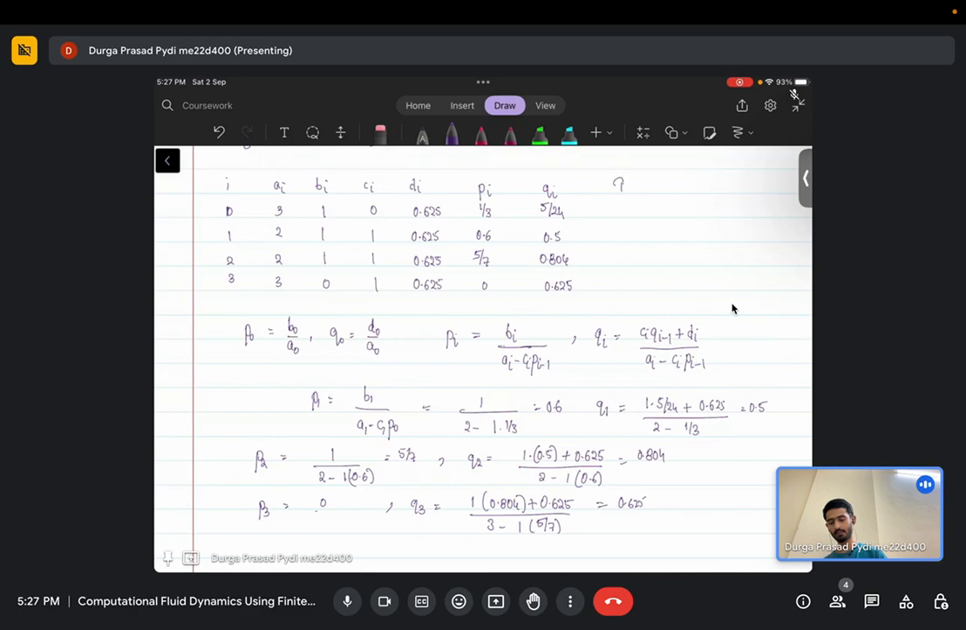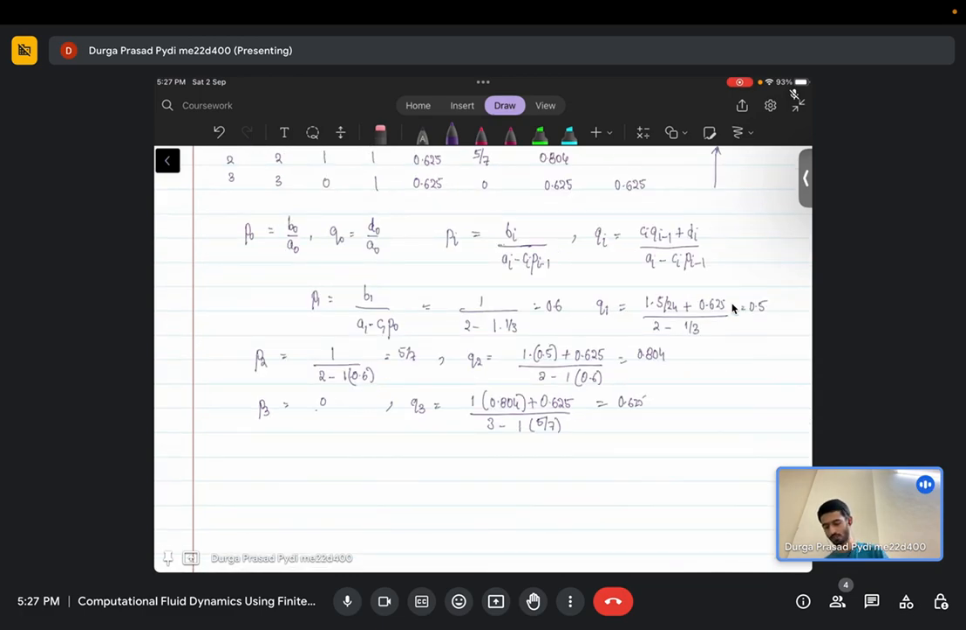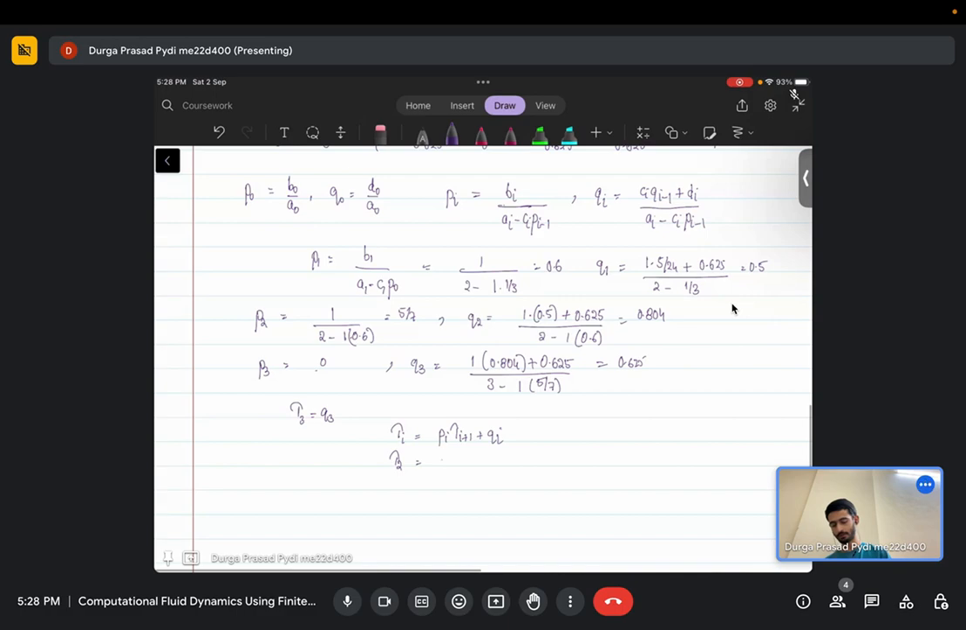So now we determine T_i. Initially we went from top to bottom, now we'll go from bottom to top. For the last one, T3 is equal to Q3, so this will be 0.625. Then for all the remaining ones we use the recurrence relation T_i equals P_i T_(i+1) plus Q_i. So T2 will be P2 times T3 plus Q2.